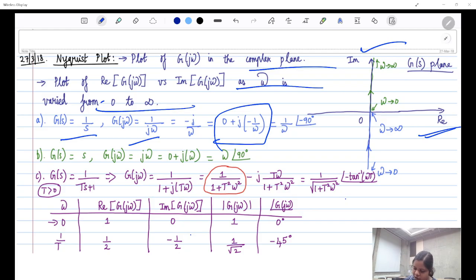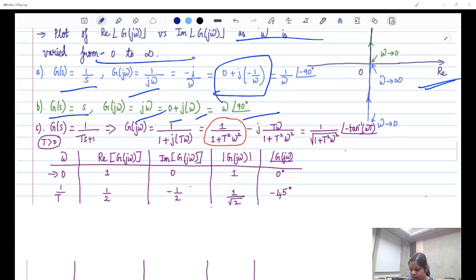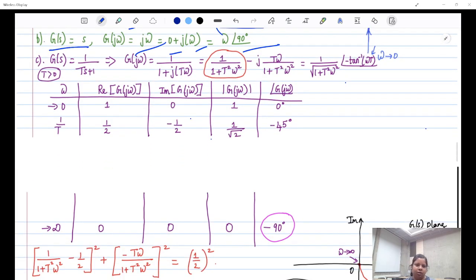Now for G(s) equal to s, it's j omega, so it's going to be 0 plus j omega, which is omega at an angle of 90 degrees, right? So these two are very simple. We don't have any problem over here. What problem starts from here? 1 upon (Ts plus 1). Now how do we draw the Nyquist plot for this?